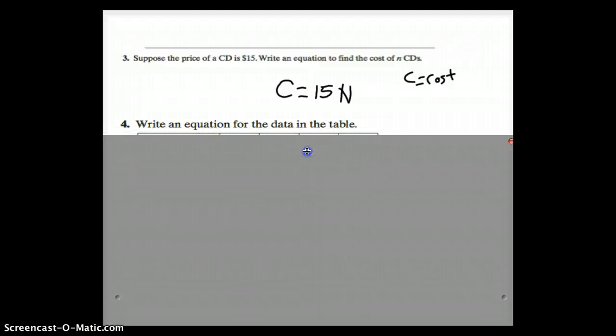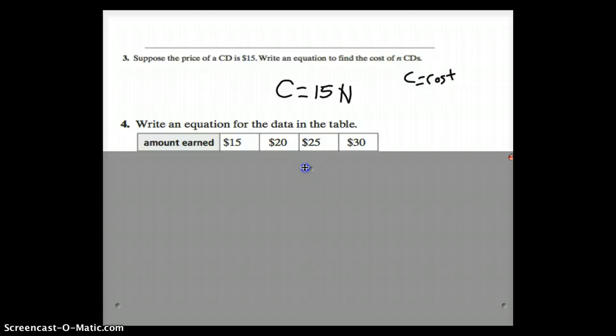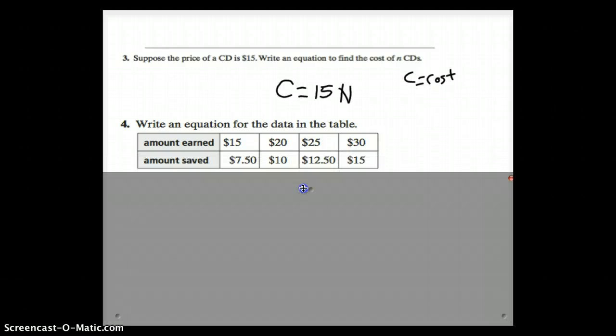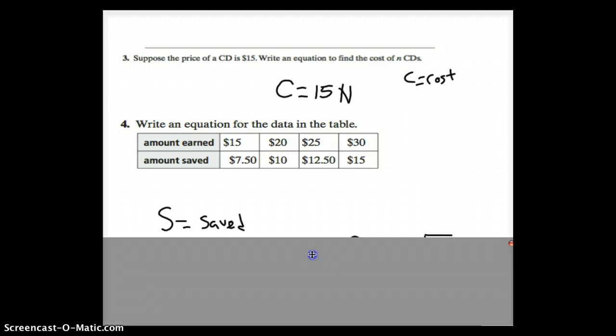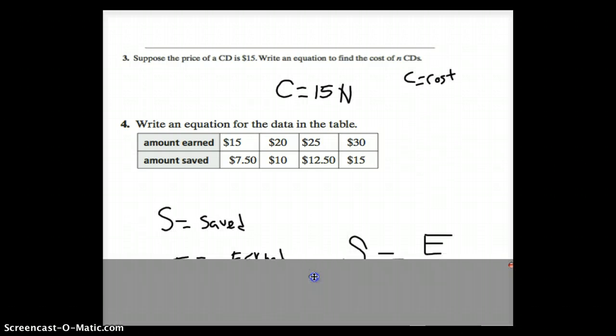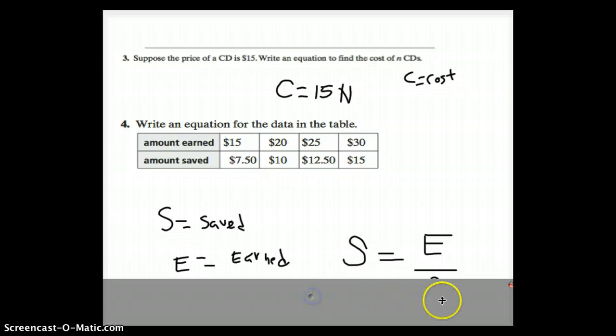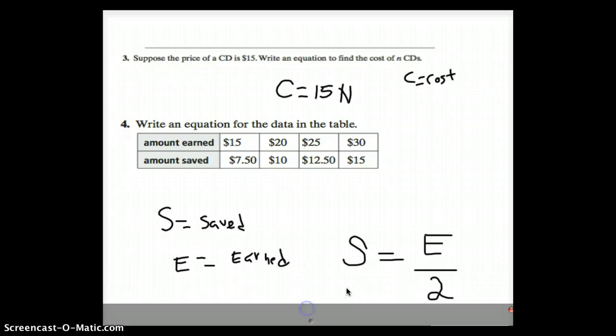Our last example in the quick check is you're going to write an equation for this table. Now, we're earning money and we're saving money. So what's happening? Let's look at this and see if you can notice something. Did you notice anything special? Maybe that the amount of money we save is half the amount of money we earn. So define your variables. That's going to be the big one. So I'm going to use S for the money saved and E for the money earned. And the money saved is going to equal my money earned divided by 2. How'd you do?